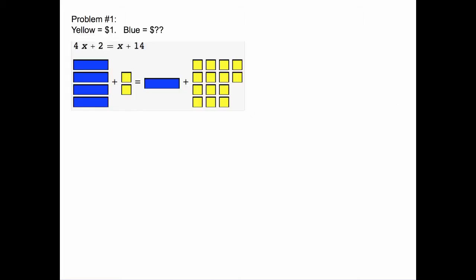This is an introduction to solving equations by balancing. I'm going to give you two problems to consider first before I show you how to do them, and then I'm going to show you how to do these types of problems. So first, here's what the problems look like.